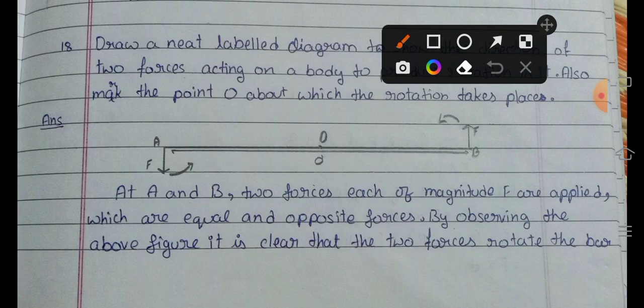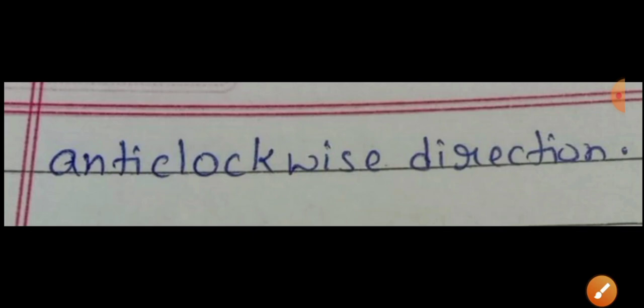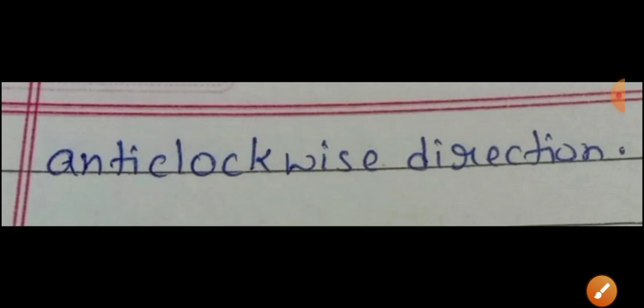At A and B, two forces each of magnitude F are applied, which are equal and opposite forces. It is very important. By observing the above figure, it is clear that the two forces are rotating in which direction? It is anti-clockwise direction. It is rotating in anti-clockwise direction.